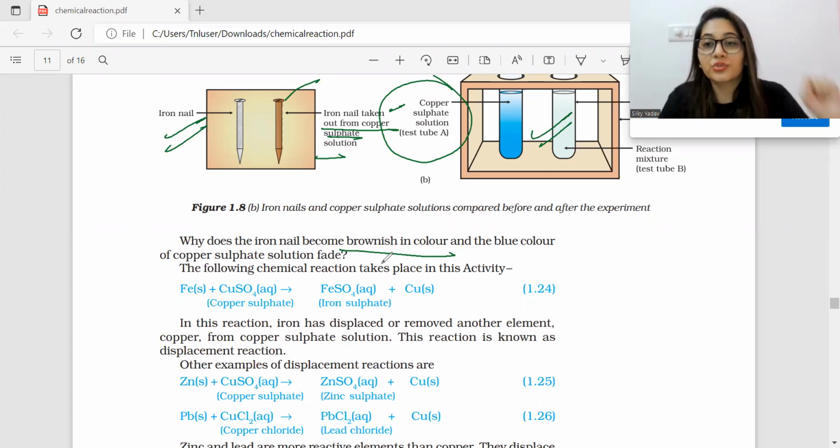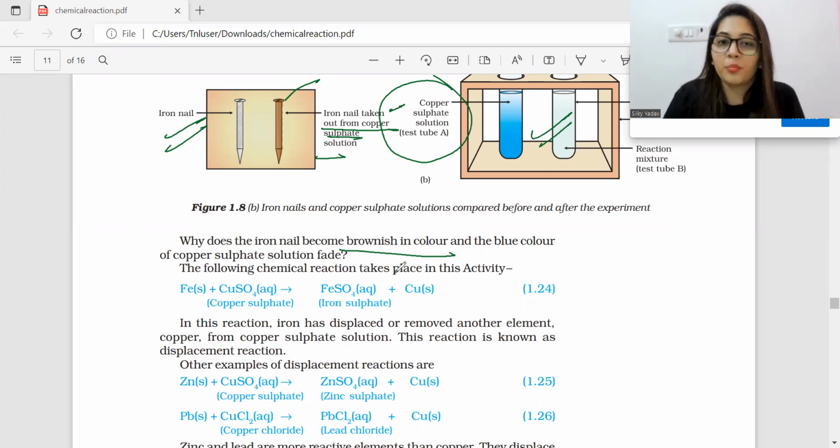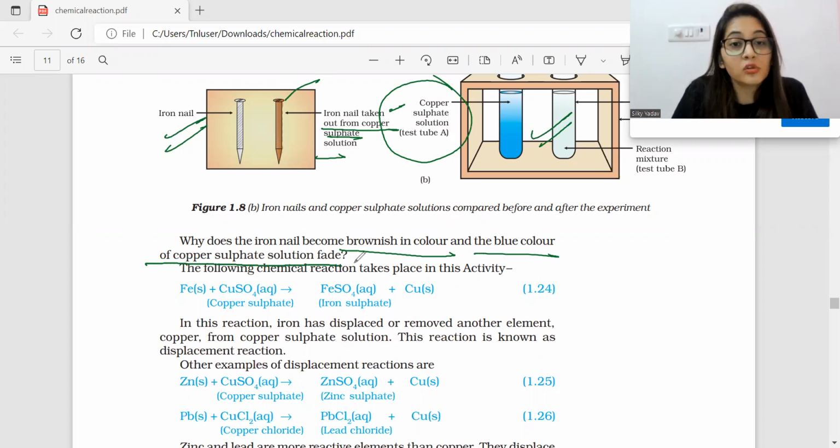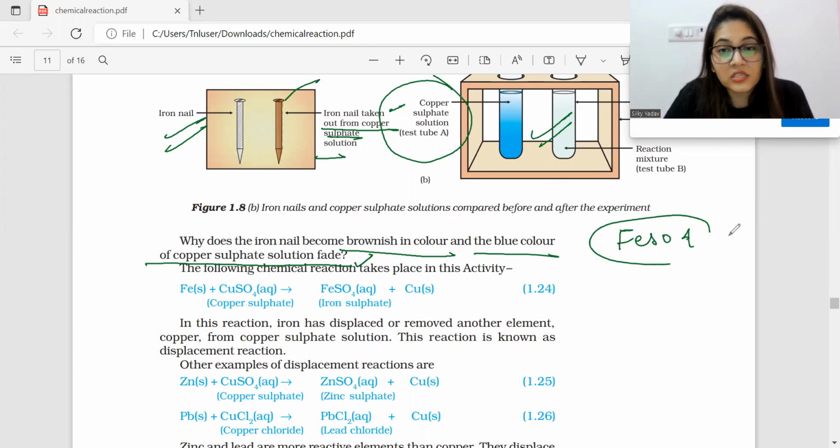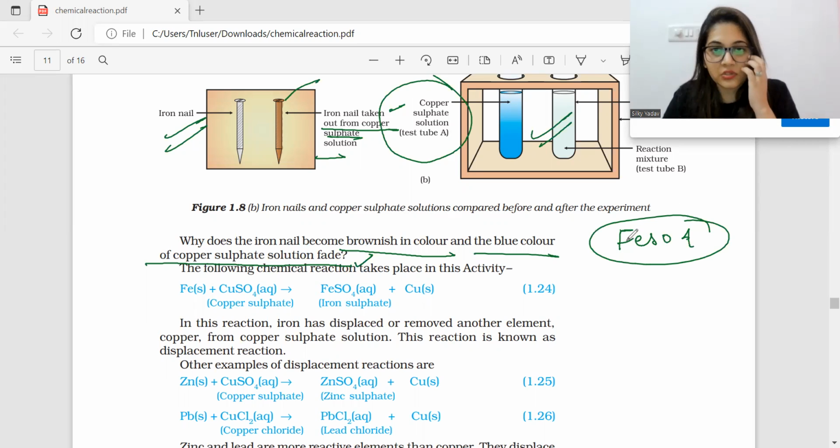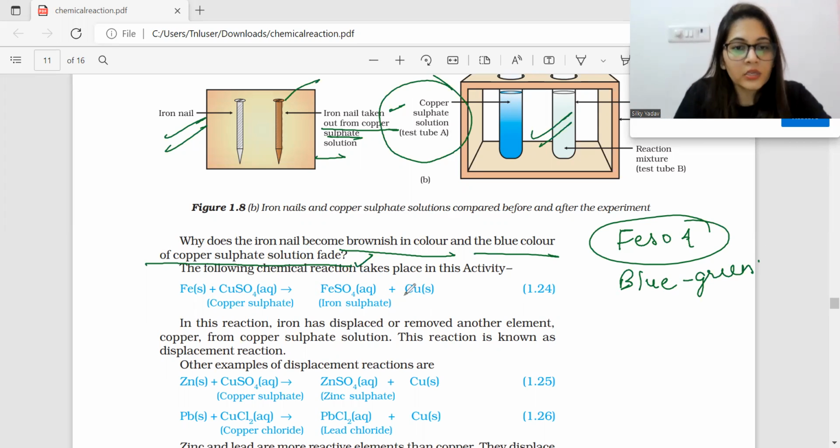Because now it is coated with the copper metal, and you all know that the color of copper metal is brown, right? And the blue color of the copper sulfate is also fading because now iron is present there, right? Because Fe is present there. That is the reason why the color is now changing. And the color will change to blue-green. It will look a bit blue-green in color. Okay, so this is the reaction that is taking place there.